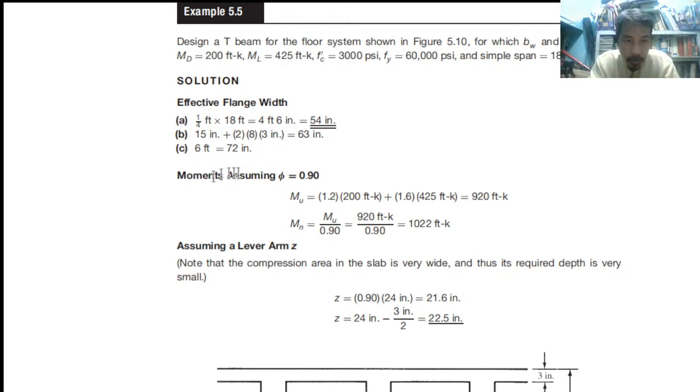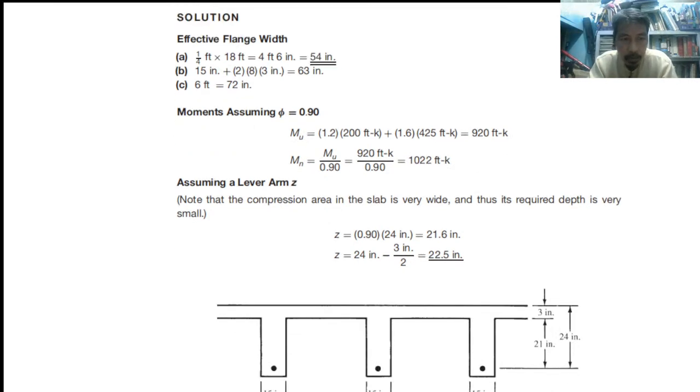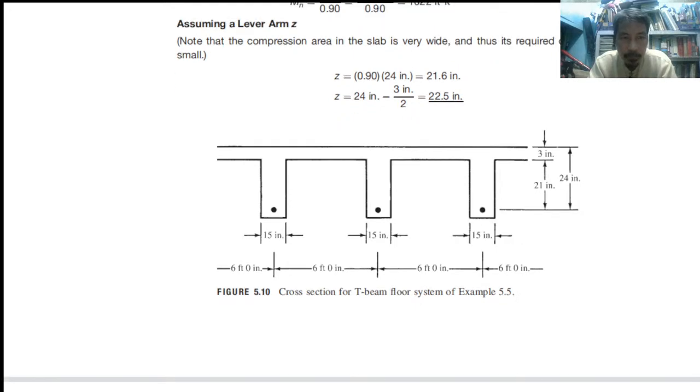So for the moment, assuming phi is equal to 0.9, we have 1.2 dead load plus 1.6 live load is equal to 920. Divide by 0.9, so we have 1,022 feet-kips. Next, find out the lever arm Z. Note that the compression area in this slab is very wide and thus its required depth is very small.